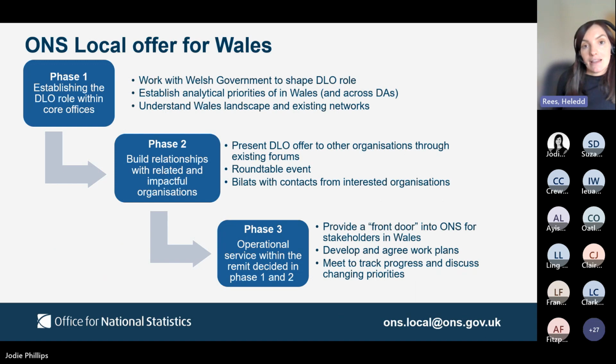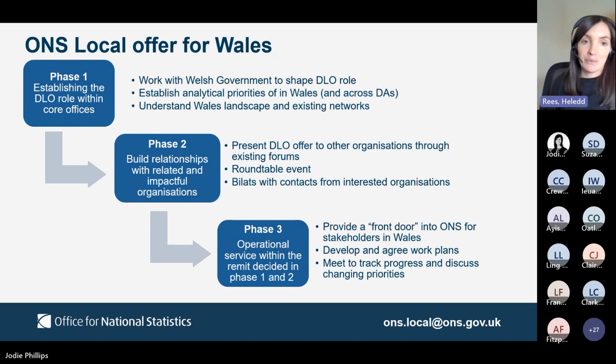this is talking about the specific offer for Wales. So I've covered a bit about what the ONS Local team do, our key aims and things that you can request. How we're rolling out the offer in Wales is split into 3 phases. In the first phase, we've been working with Welsh Government closely to shape the devolved liaison officer role. And it's also been really important for me to establish what the priorities are in Wales.